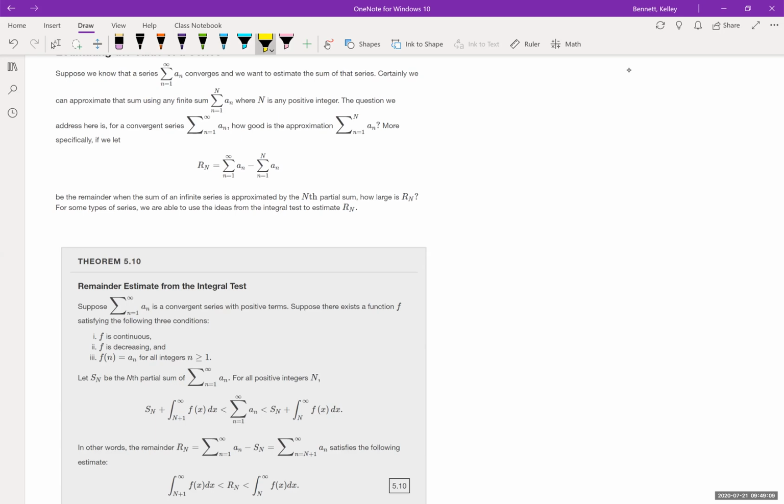So the key thing here is R sub n. Notice that R sub n is the whole series minus the first n terms.